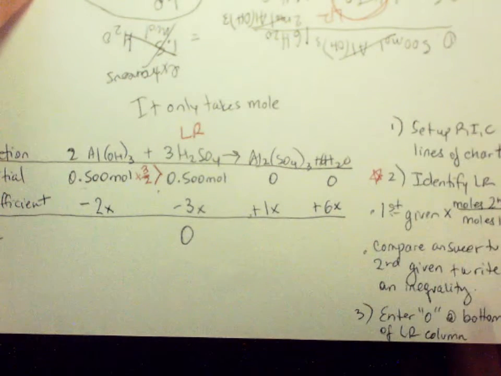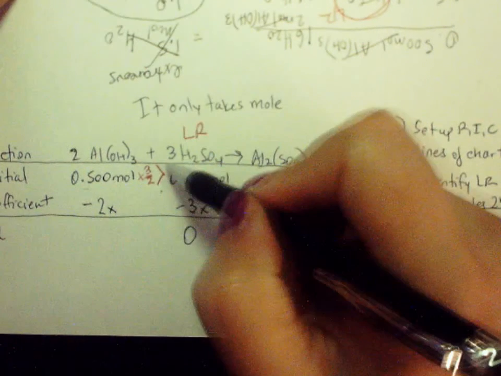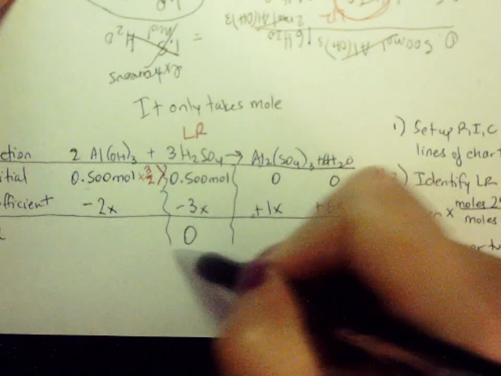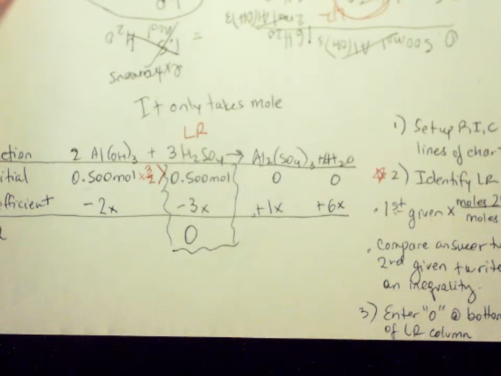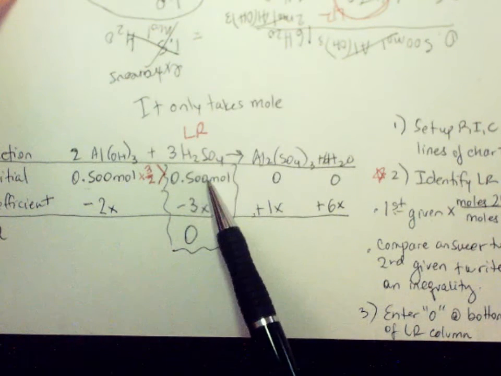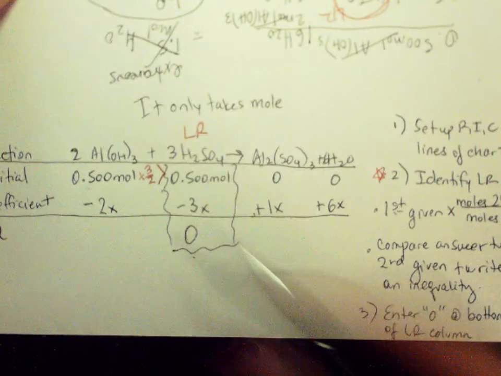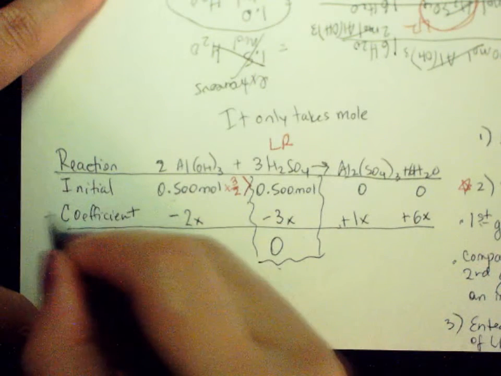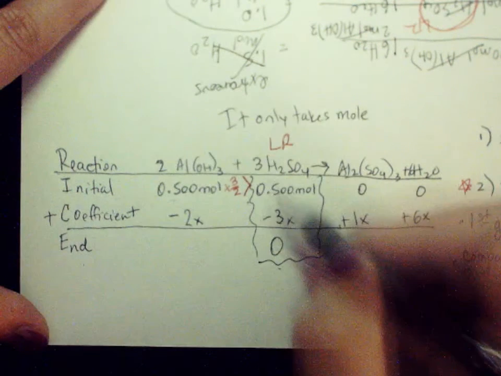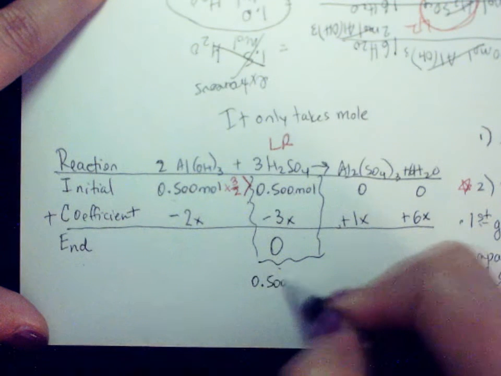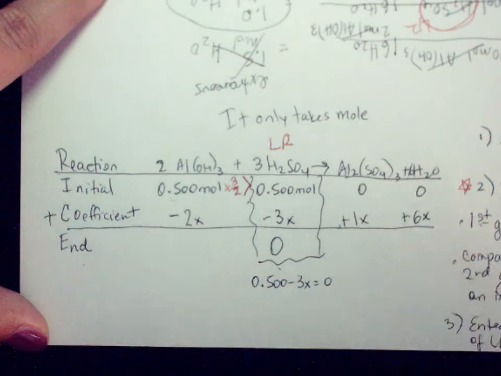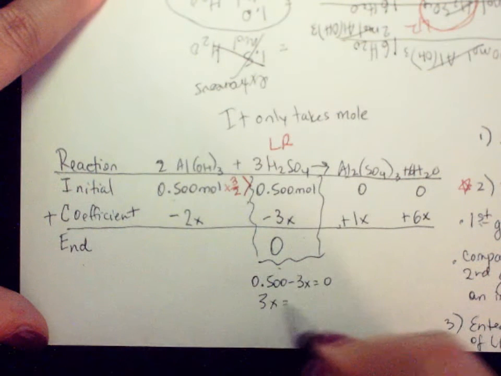All right, well, now that I have a completed column, I can write a very simple algebraic expression that will allow me to solve for x. Because the way that this works is the I line plus the C line equals the E line. All right? So I plus C equals E. So I'm going to write 0.500 minus 3x equals 0. Right? Or 3x is equal to 0.500.